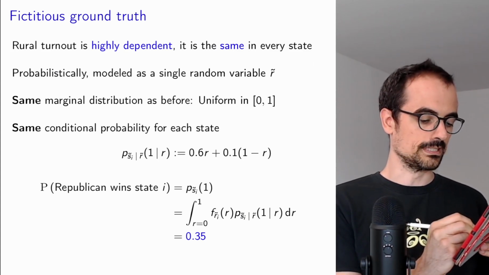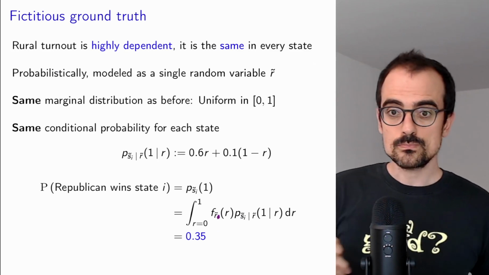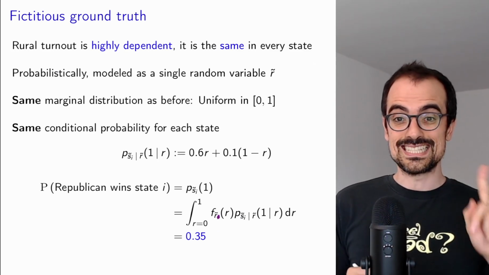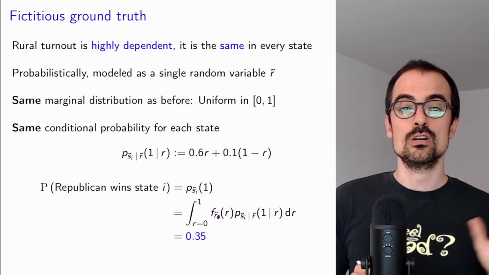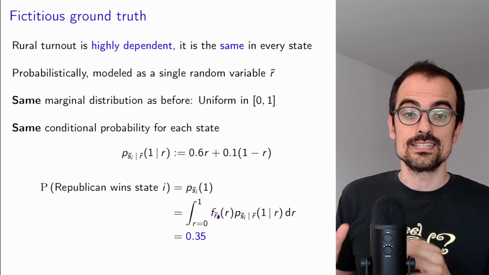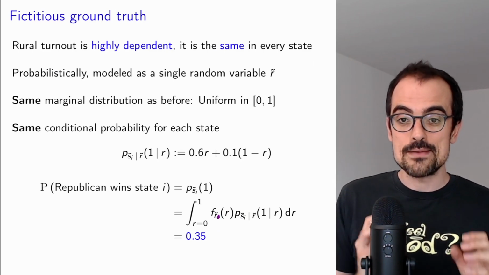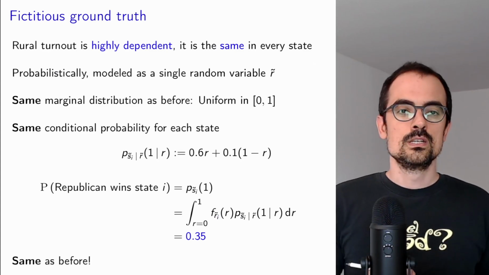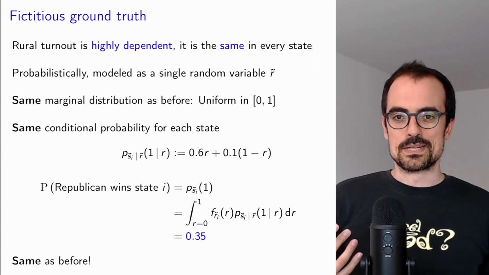And again, I made a small mistake here. We are conditioning on the same R. There's not a separate R now for each of the states. So the probability that the Republican wins in each of the states is still exactly the same as before. Completely the same as before.